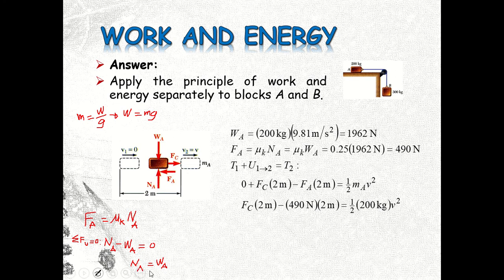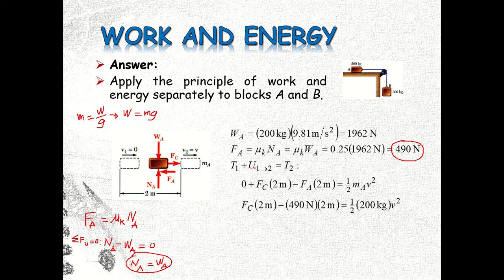Okay. So this is block A. That's why we have here the friction force of A: F sub A equal to mu sub k times N sub A. Since N sub A is equal to W sub A, we can have F sub A equal to mu sub k times W sub A. So substituting, this is given, and this is also calculated, and we got F sub A equal to 490 Newton.